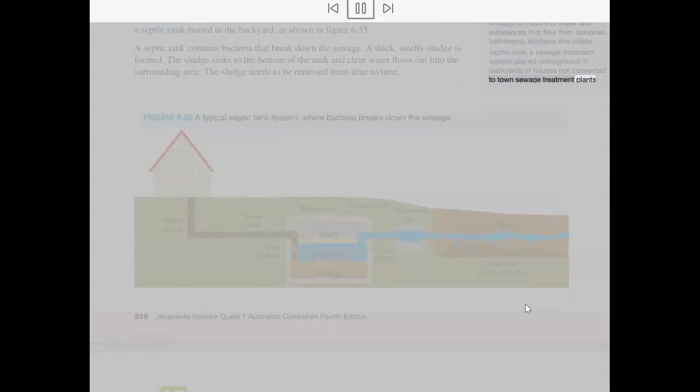A septic tank contains bacteria that break down the sewage. A thick, smelly sludge is formed. The sludge sinks to the bottom of the tank and clear water flows out into the surrounding area. The sludge needs to be removed from time to time. Figure 6.35. A typical septic tank system, where bacteria breaks down the sewage. House sewer.